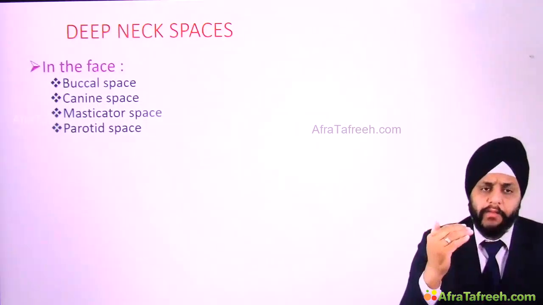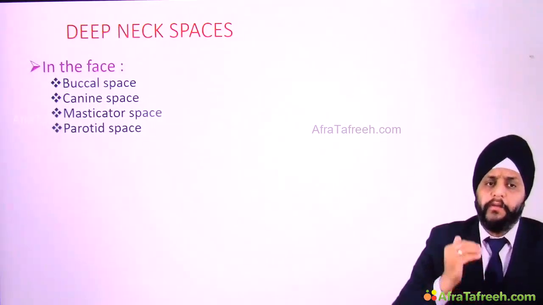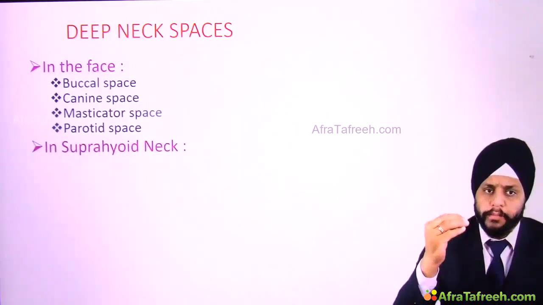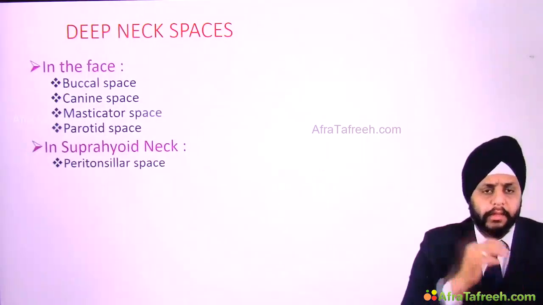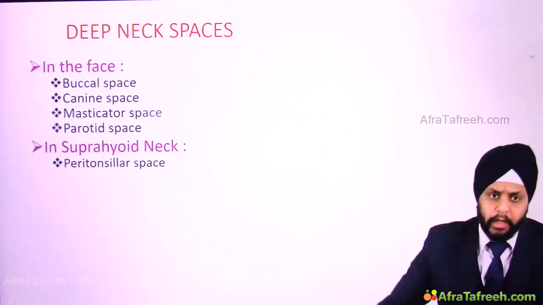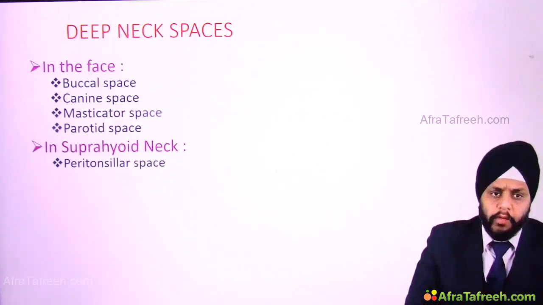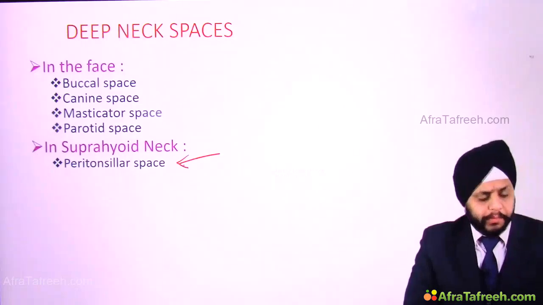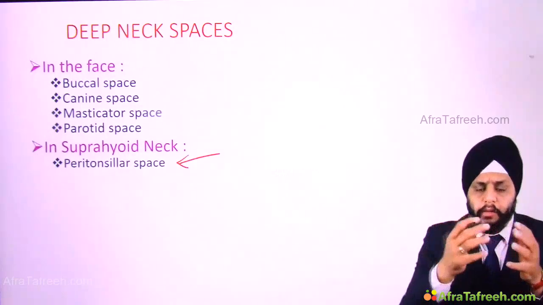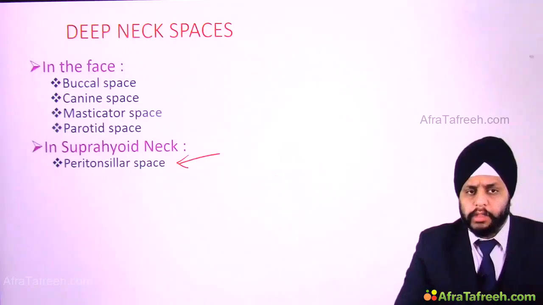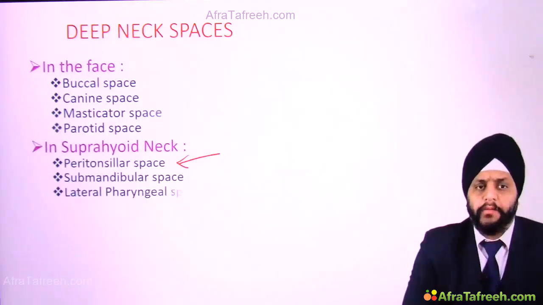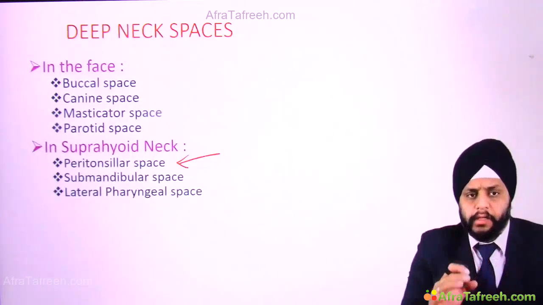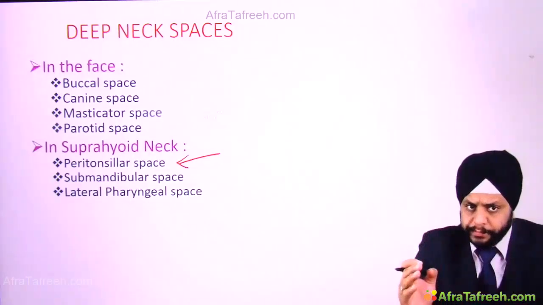Then we have the spaces which are above the level of the hyoid bone. In the suprahyoid neck we have 3 spaces. The peritonsillar space, which we have already discussed along with the tonsils, between the tonsil capsule and the superior constrictor muscle. Then we have the submandibular space and the lateral pharyngeal, also known as parapharyngeal space.